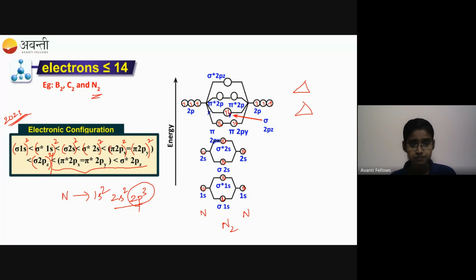Energy level. So electrons are arranged in the increasing order of energy level. From the lower energy, sigma 1s, till the higher energy, electrons are slowly getting added.